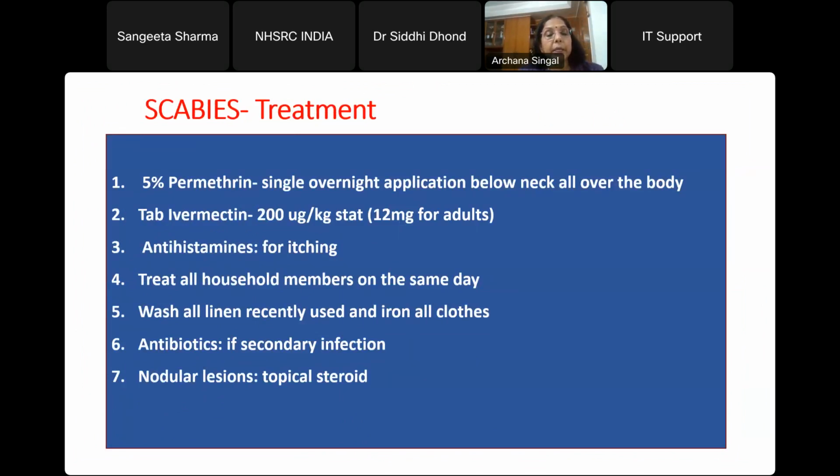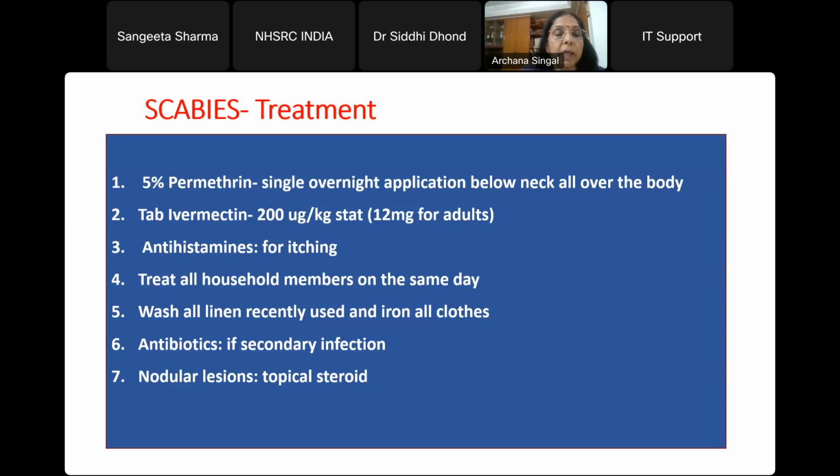You can give 5% permethrin cream, a single overnight application below the neck all over the body. This is for adults. Only the face is to be spared and the rest of the 30-gram tube is to be applied on all body parts, not leaving even an inch, in between the fingers, on the sole, on the scalp. It is very important. Just leave the face, or you give ivermectin as a single application. The patient applies at 10 o'clock at night, and at 6 o'clock in the morning he can take a bath and wash all the linens he has used, even the bed cover, bed clothes, towels and clothes.